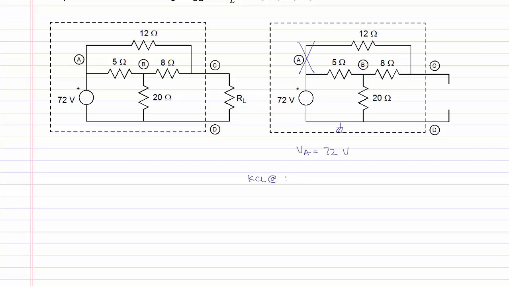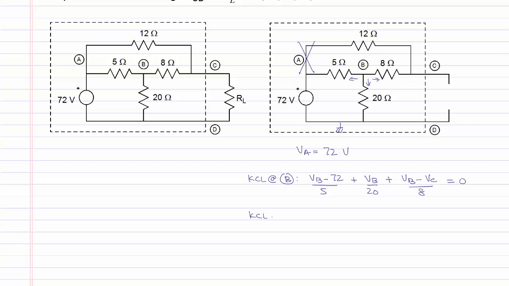Next, we write KCL at nodes B and C. KCL at B, we will assume all currents are leaving node B through the 3 resistors. The first term will be VB minus VA, which we know is 72 volts, divided by 5, plus the current leaving through the 20 ohm resistor, VB by 20, plus the current leaving through the 8 ohm resistor, which will be VB minus VC by 8, is equal to 0 to satisfy KCL.